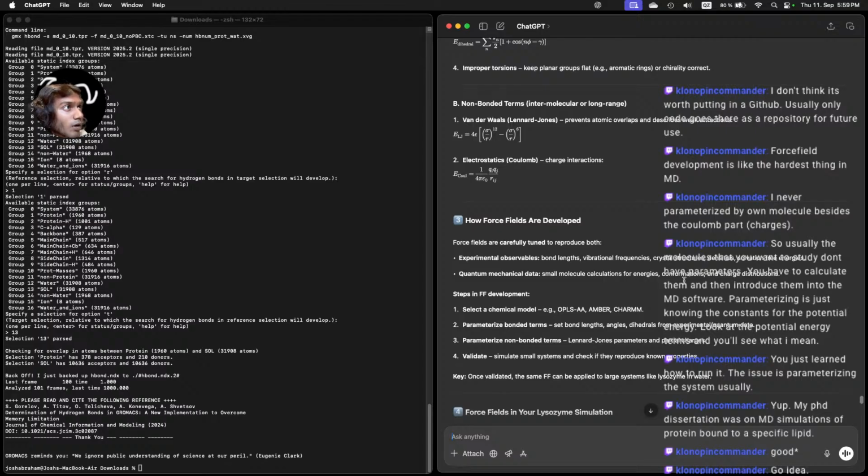Select a chemical model. Parameterize bonded terms: set bond lengths, angles, dihedrals. Parameterize. I know I can say the word parameter.